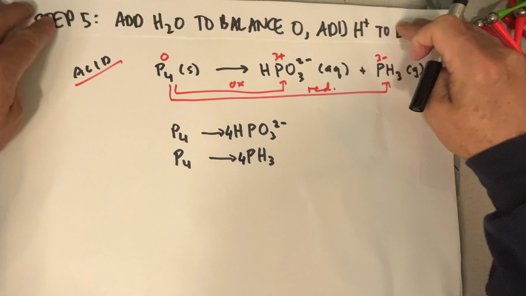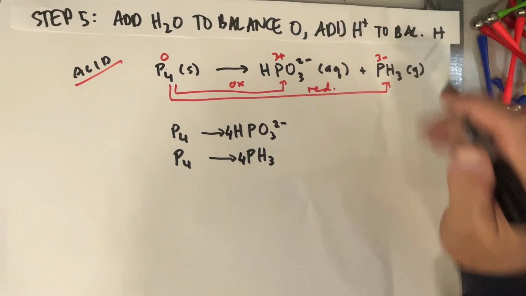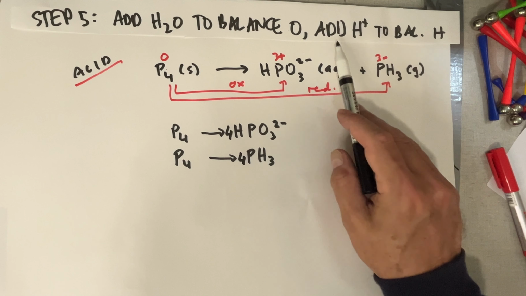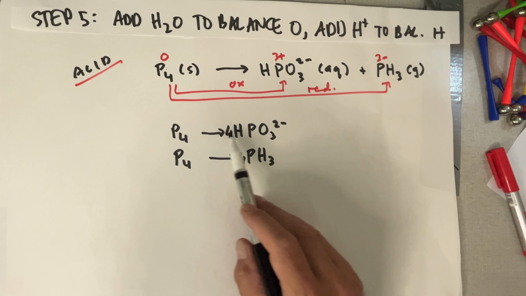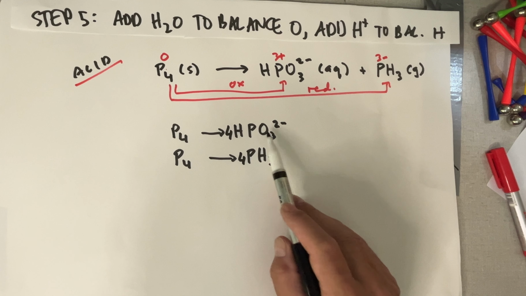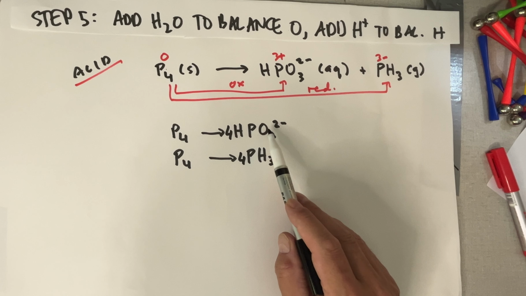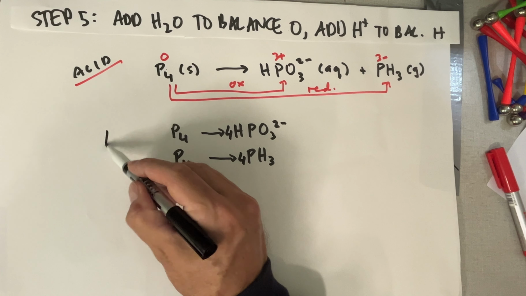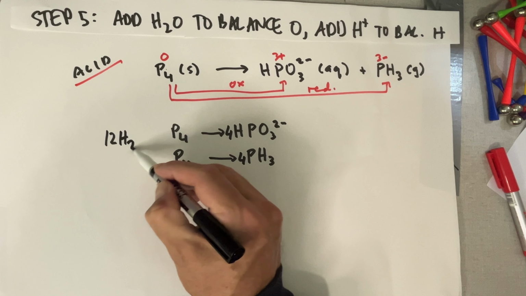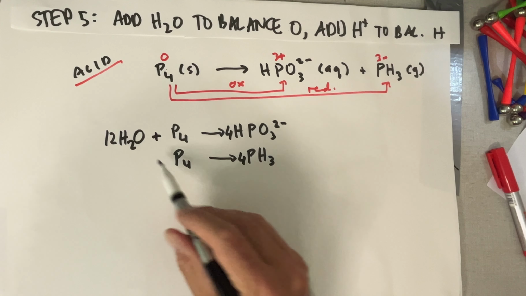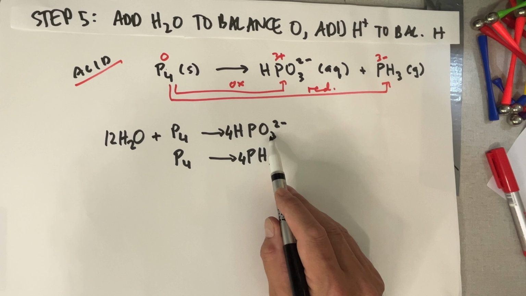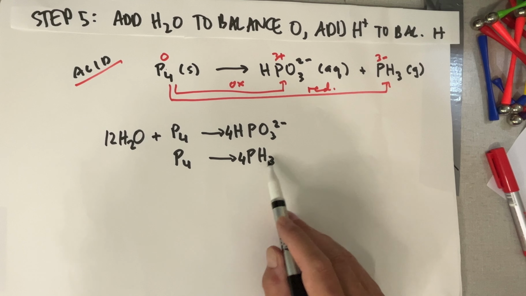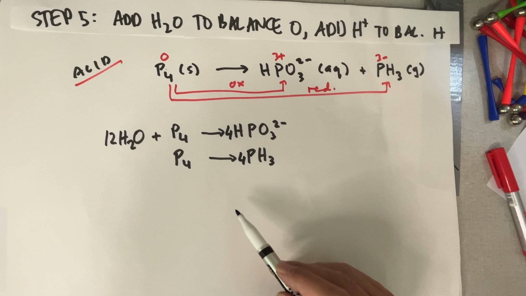In the next step, you add water to balance the oxygen, and you add H plus to balance the hydrogen. So if we look at the first reaction, you have 4 times 3 is 12 oxygens. So you're going to need 12 waters on this side. Now you have 12 oxygens there, 12 oxygens here. For this one you have no oxygens, so there's nothing to be done.